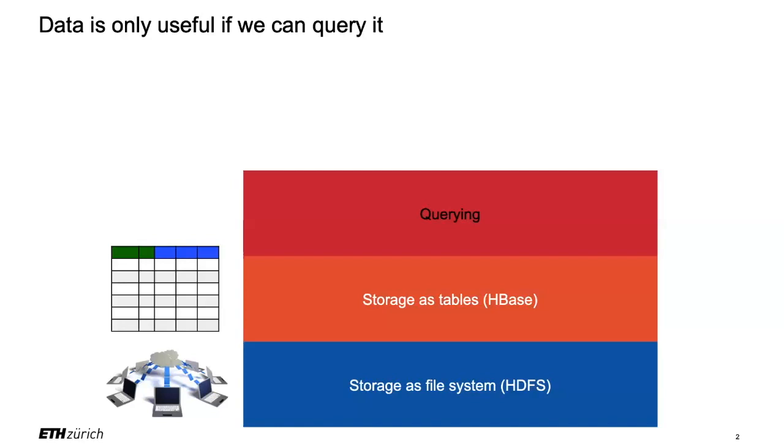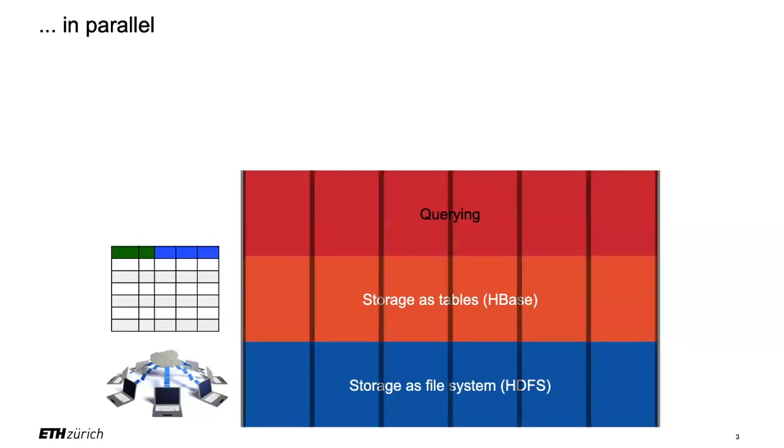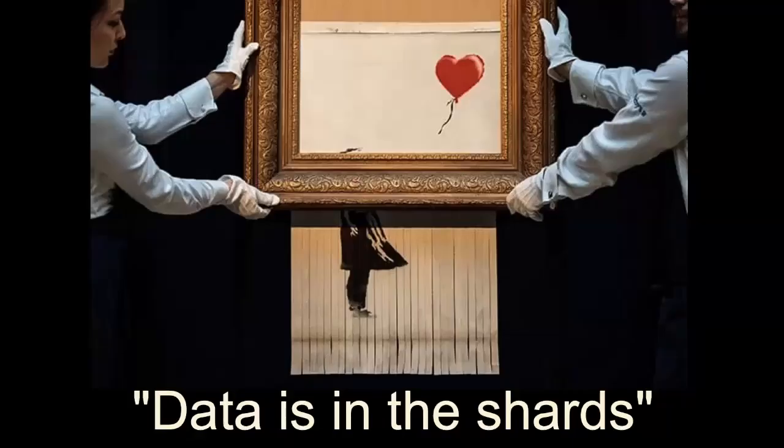The idea is actually pretty simple. I told you about the impedance mismatch that we have. We create so much data now, we can store so much data, but we cannot read it fast enough. And the trick, in order to solve the problem, is to parallelize. So we shard, we partition, we split, we chunk. There's plenty of verbs to express this, the data. The idea is pretty close to this Banksy work of art. Data is in the shards.